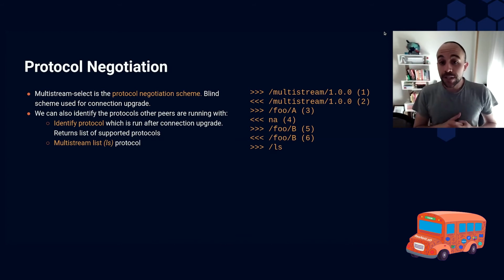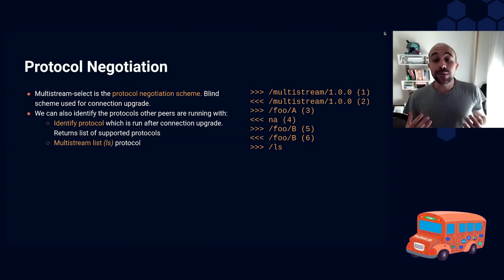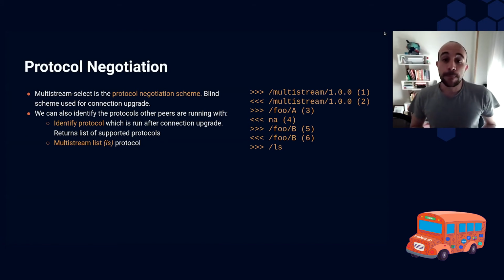If at one point we still need to update this list after the upgrade, we can use the multistream list protocol. If we send a multistream list request to the other end, it will return, the same way that it did with the identify protocol, a list of the protocols that it supports. So in this way, I will be able to identify what protocols the peers that I'm connected with are running.